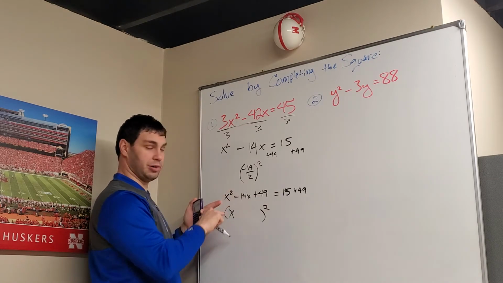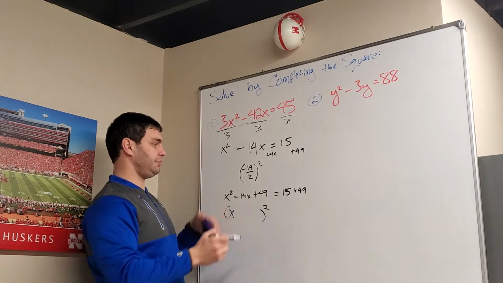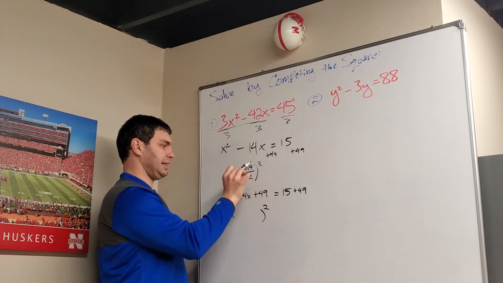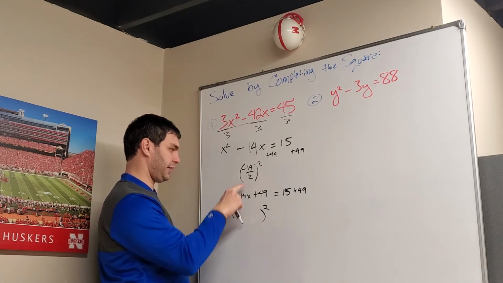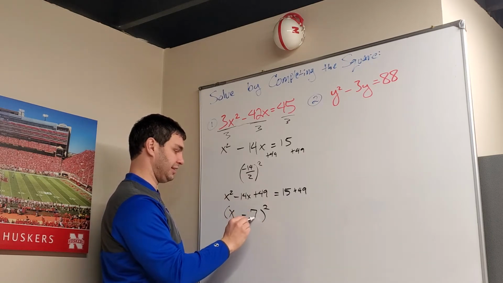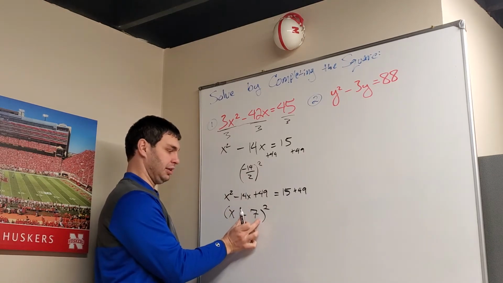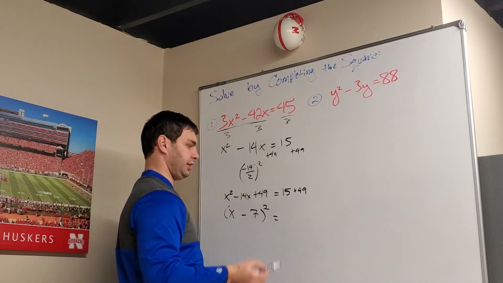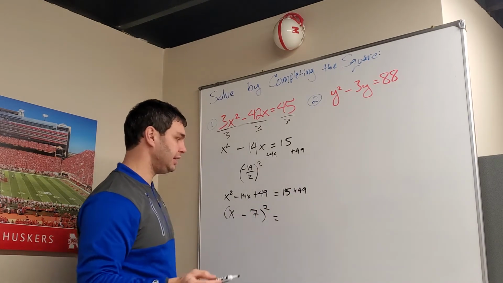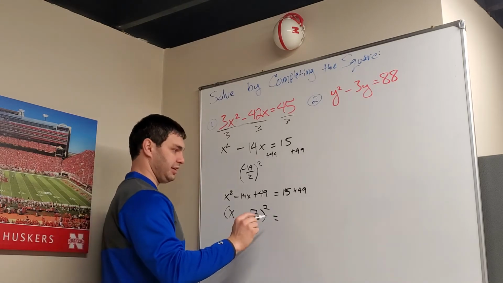That's the square root of our a term. And then what we get inside here, we take half of the b term. That's going to go over here. So half of negative 14 is a negative 7. That's where I'm getting that number from, the second part of my binomial square. Okay, equals, and then 15 plus 49 is 64.